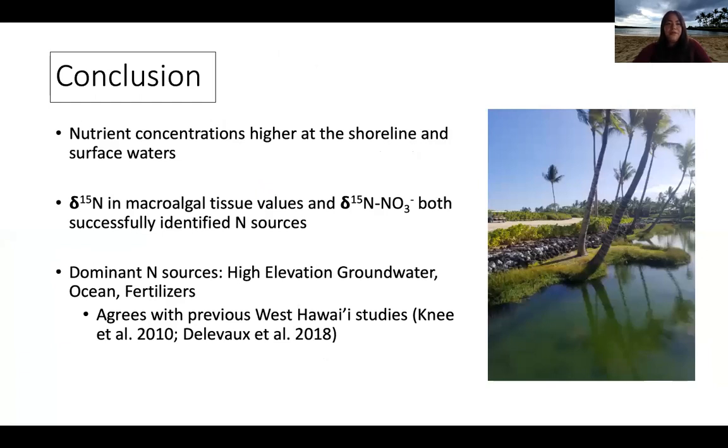So in conclusion, we found nutrient concentrations were higher at the shoreline and at surface waters, and that the use of stable isotopes, nitrogen-15 in macroalgal tissue, as well as the nitrogen-15 in nitrate, using those through mixing models, we were able to successfully identify the nitrogen sources and provide a percent contribution for the sources as well. And this ties in with previous research done in West Hawaii, where the dominant nitrogen sources were found to be around high elevation groundwater, some ocean, and then also very heavily influenced by landscaping and suggested by fertilizers.